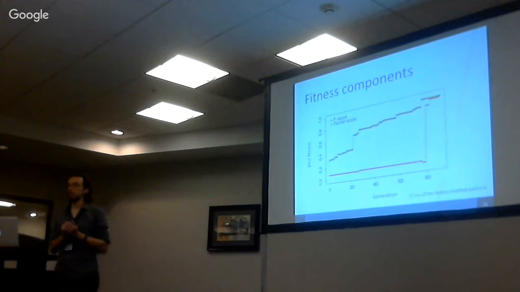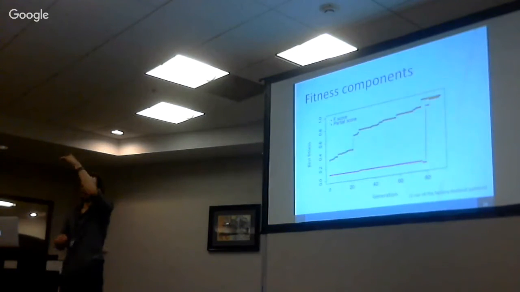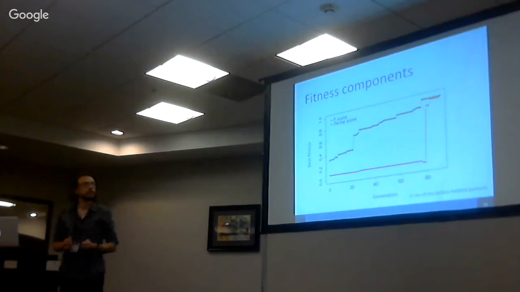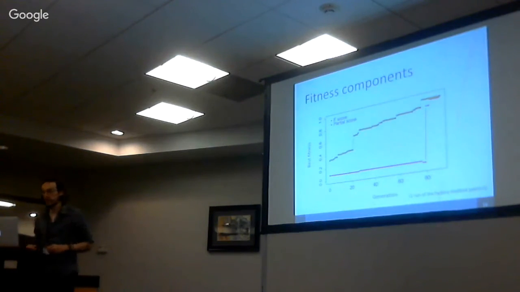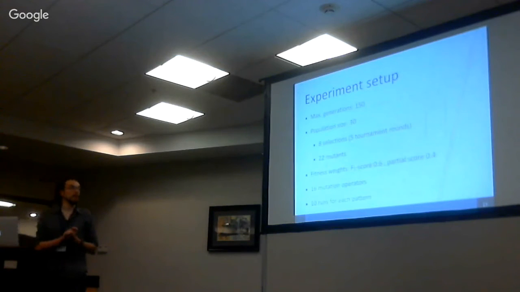This might be interesting to show as well. This is one run to produce a template for this factory method. And you can see here in red how the F-score evolves over the generations. You can clearly see that it is very coarse grained, and the partial score is much more fine grained, so it definitely helps you to move in the right direction. Right. So back to the experiment.